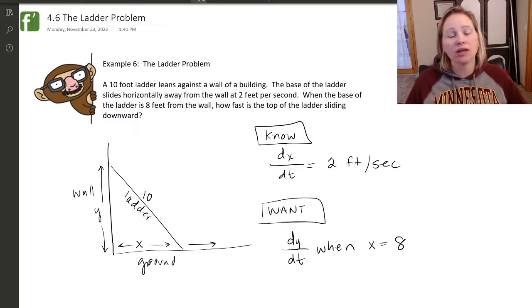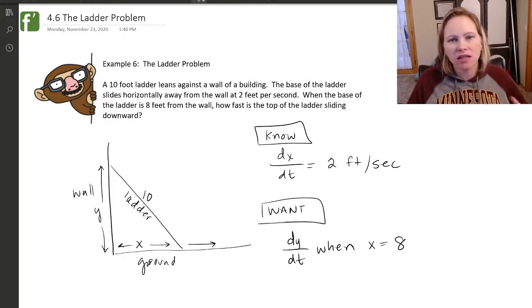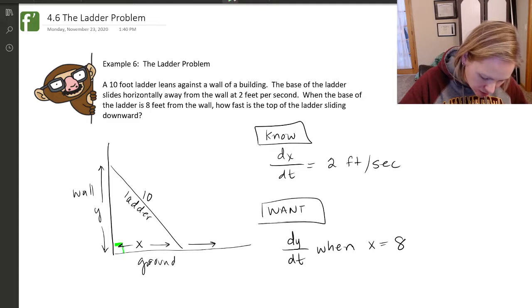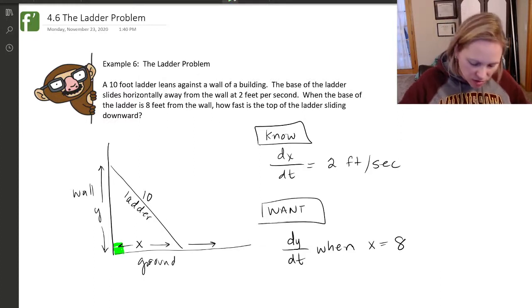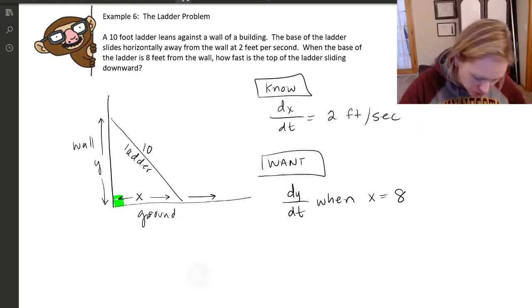So now we kind of have some information. We are going to write an equation to relate all of our variables. And right off the bat, I see that this problem has a right triangle in it. And so this type of ladder problem, and any type of problem that has a right triangle in it, is going to be using the Pythagorean theorem. So let's write an equation using the Pythagorean theorem to relate all these variables.